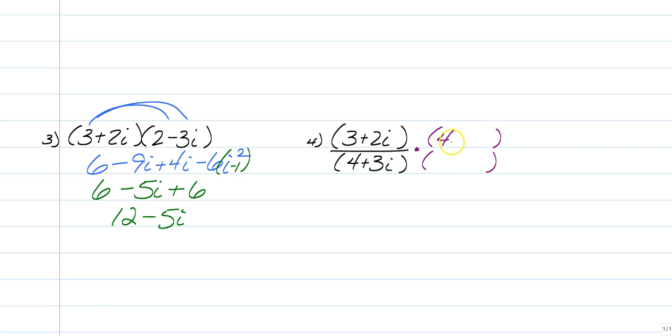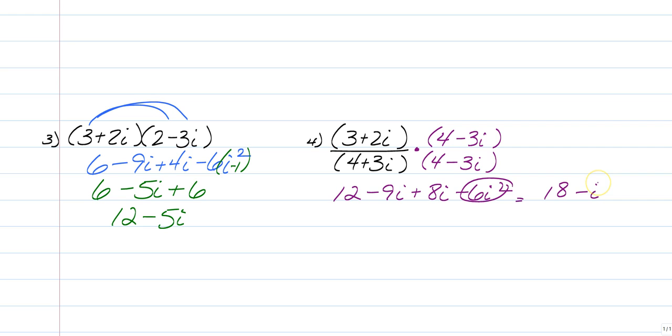So a conjugate for this would be 4 minus 3i that we're going to multiply to both the top and bottom. Now remember, that's just a fancy form of 1. So if you were to FOIL the top, you would have your 12 and then minus 9i plus 8i minus 6i squared, which would simplify to 12 plus 6. Remember, this guy right here is plus 6. So we would have 18 minus i.